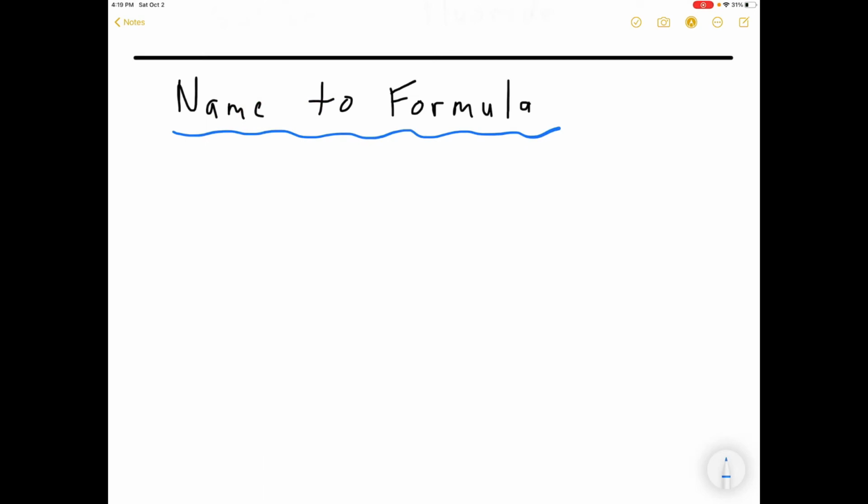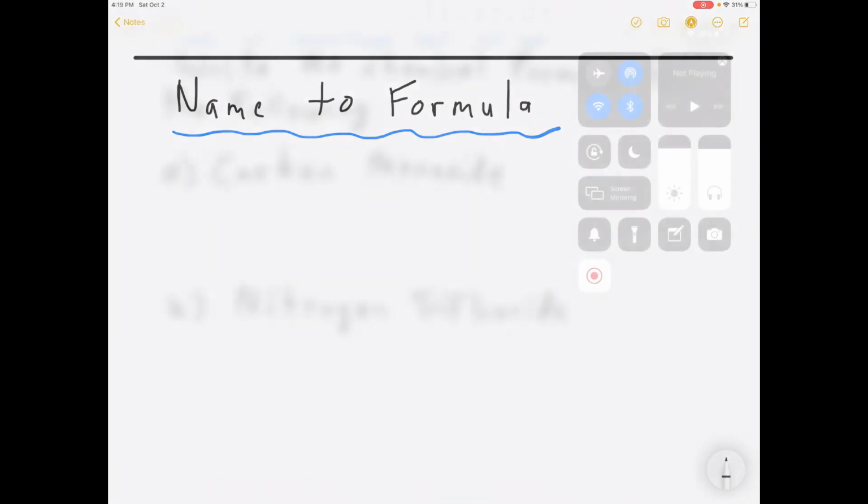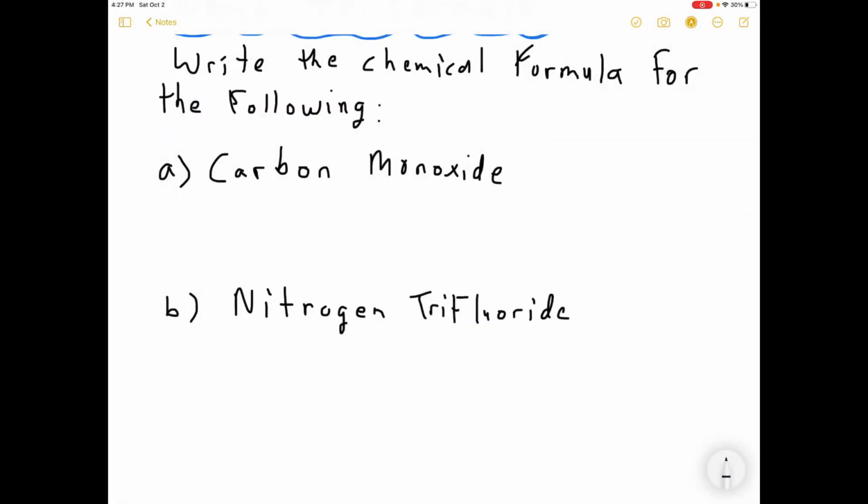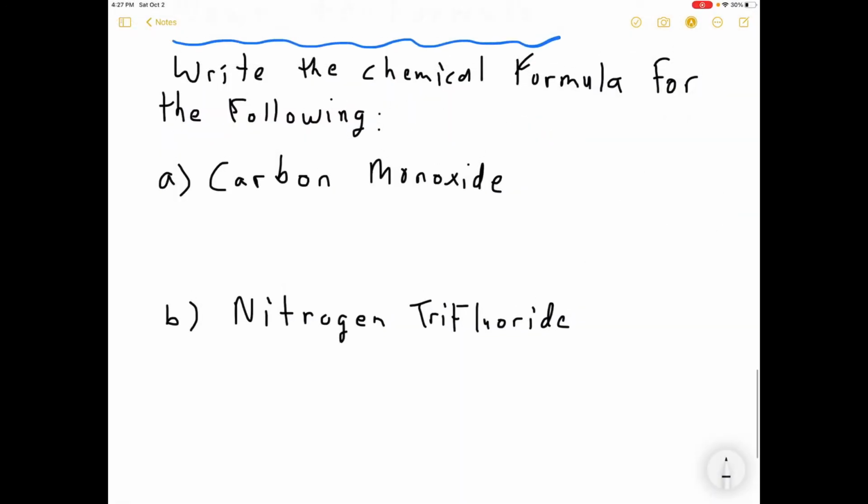So now we're going to go backwards. We're going to go from the name, using the Latin prefixes, to the chemical formula. Unlike ionic compounds, we don't have to swap and drop, but the name is going to tell us exactly what to do. We're going to write the chemical formula for the following.